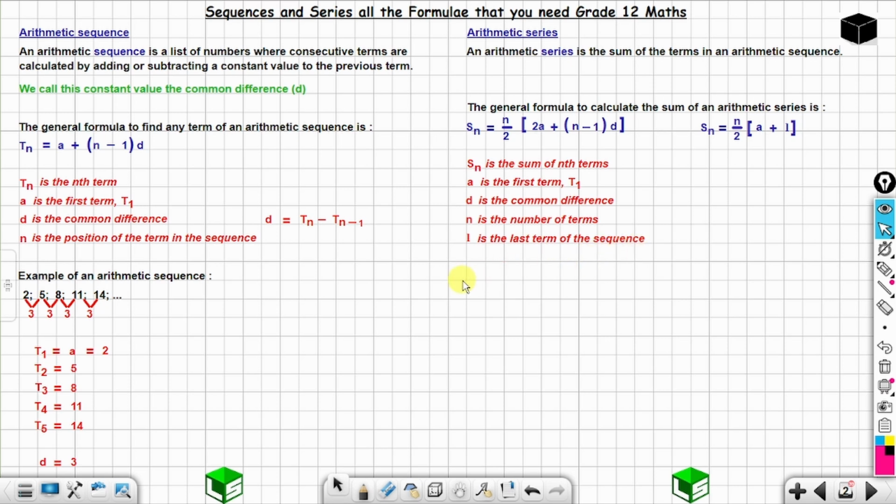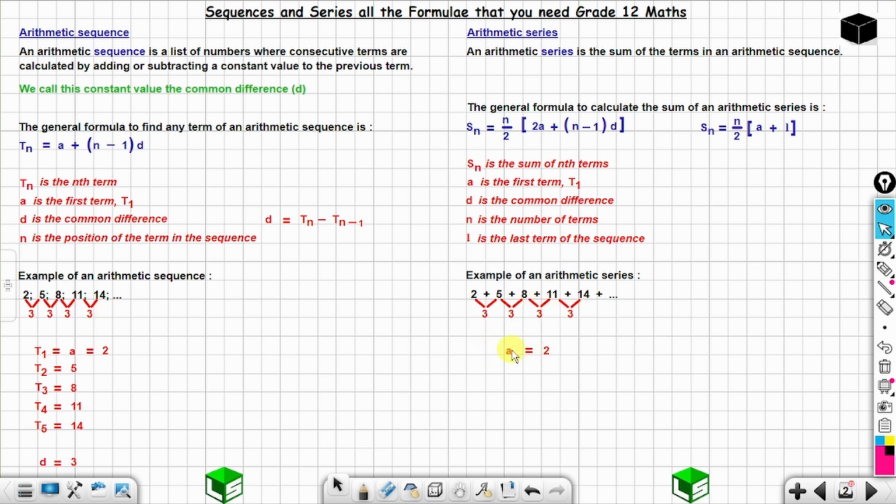Let's see an example of an arithmetic series. I'm going to use the same numbers. In the case of a series, I have plus. A series you add. For a sequence, you separate using a semicolon. For a series, you add using plus. The difference is still 3.